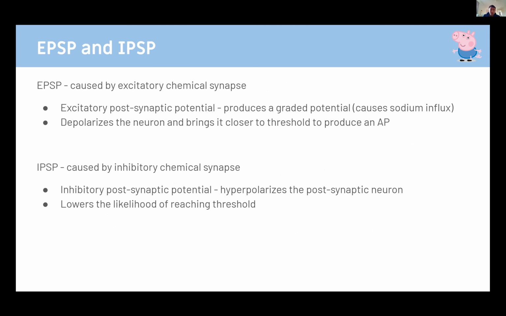As we talked about, the neurotransmitters can be either inhibitory or excitatory. So if it's excitatory, that means it will produce a graded potential in the postsynaptic neuron. It will depolarize the neuron and bring it closer to threshold to produce the actual potential, the action potential, sorry. But if it's inhibitory, then it will hyperpolarize the postsynaptic neuron. And this will lower the likelihood of it reaching the threshold to produce an action potential.